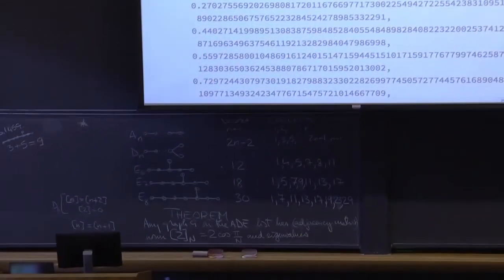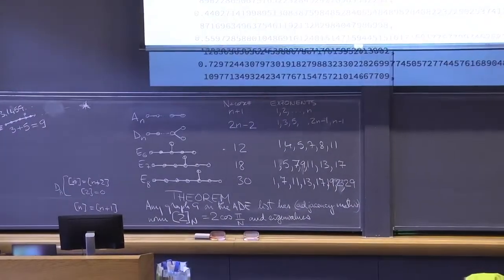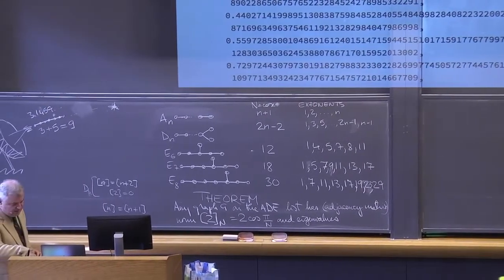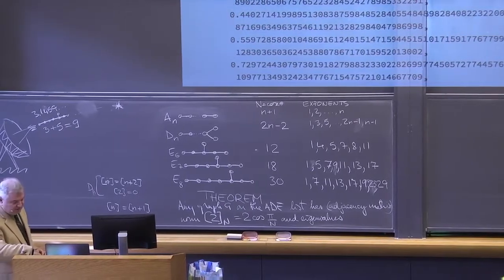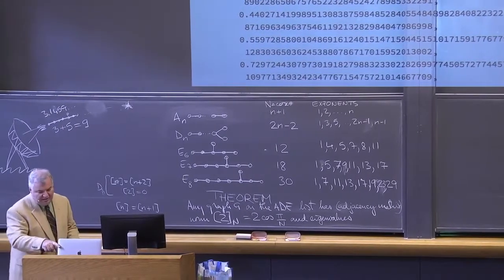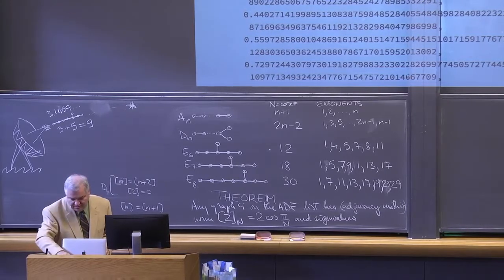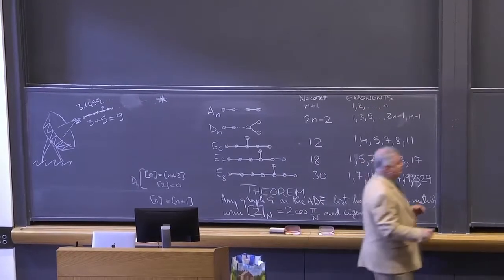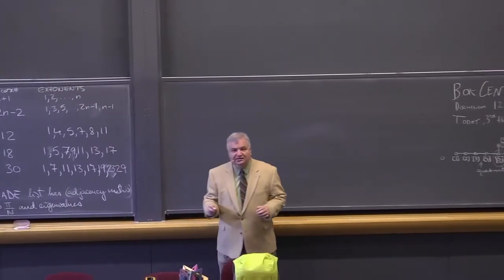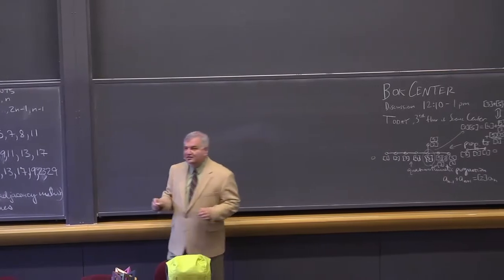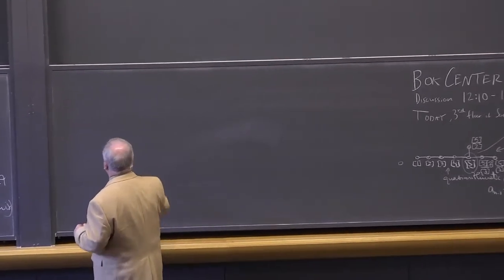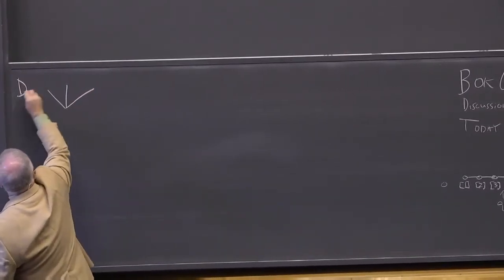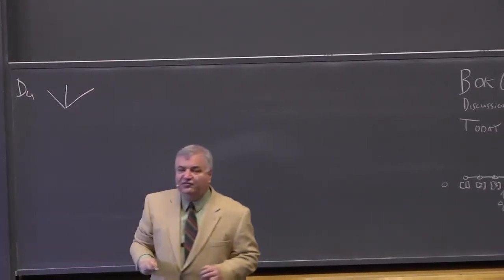Now, let's try to go for symmetry, and let's try to do one nice graph. So we're going to take the simplest graph which is non-trivial, Dn. D4. This is a graph D4. And look at it from all points of view.